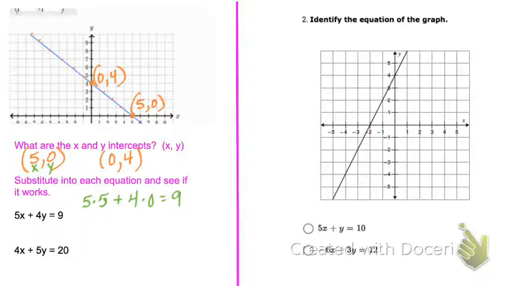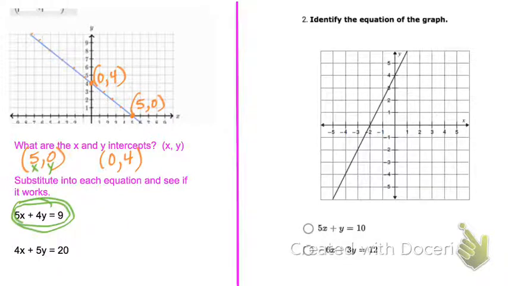So let's see. 5 times 5 is 25. 4 times 0 is 0. Is 25 plus 0 equal to 9? No. So that means that this point, 5, 0, is not one of the solutions for this equation. So this cannot be a graph of this equation because this graph includes the point 5, 0. So we know the answer is the second one, but let's test it out and make sure.